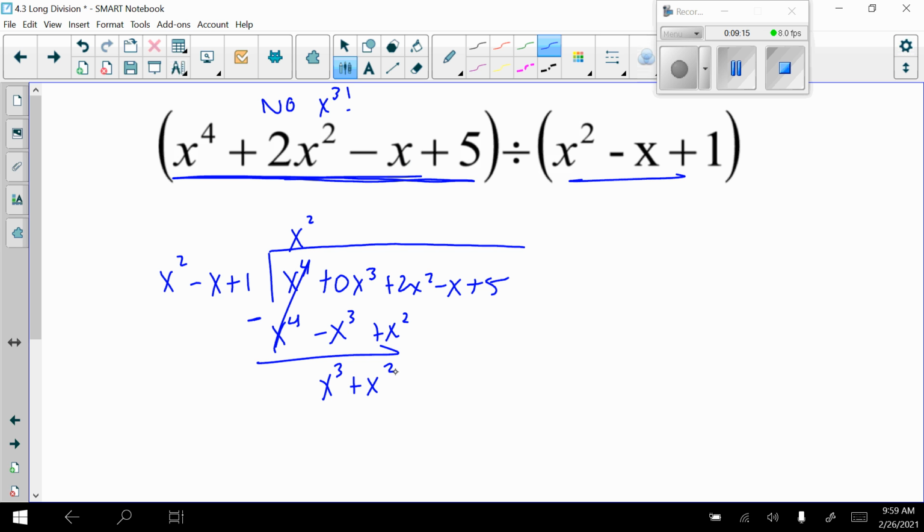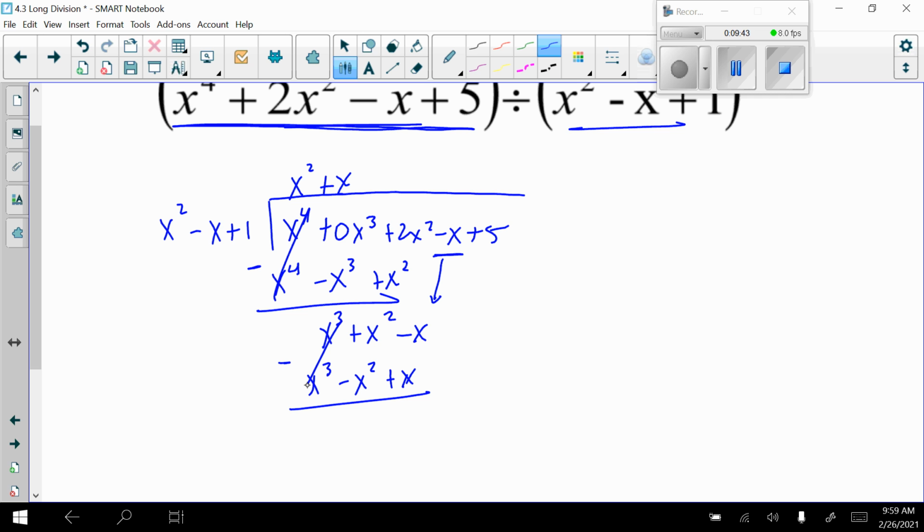And same as before, I'm going to bring down my next term. So that's a minus x. And then I can repeat the process. What do I need to multiply x squared by in order to get x cubed? Well, that's just x. So let's go ahead and multiply that. X times x squared is x cubed. X times negative x is negative x squared. And x times 1 is plus x. So let's go ahead and subtract.